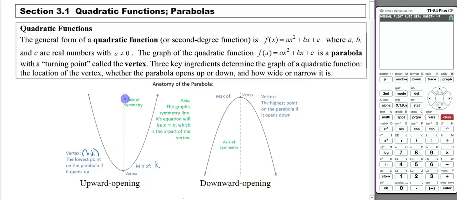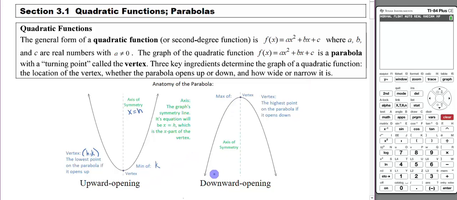The axis of symmetry is this vertical line that we could draw through the middle of that parabola, and it separates the left and right halves, so that if you were to fold your graph on that dashed line, those sides of the graph would lie on top of each other. This is a vertical line with equation x equals whatever the x part of the vertex is.